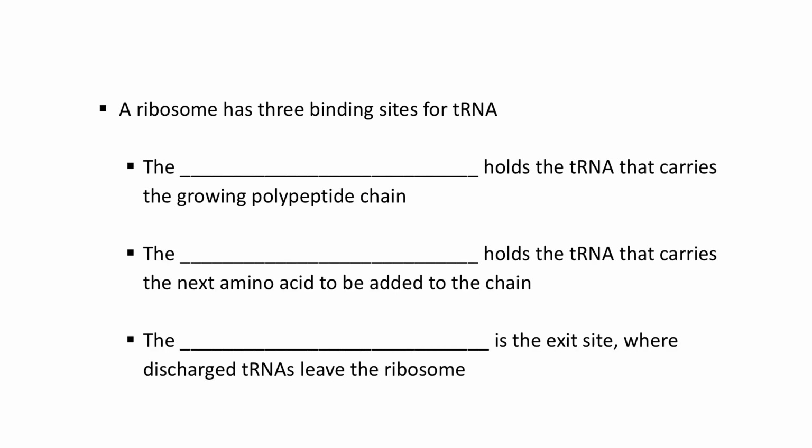A ribosome has 3 binding sites for tRNA. The P site is going to be the site that holds the tRNA that is carrying the growing polypeptide chain. The A site holds the tRNA that carries the next amino acid to be added to the chain, and the E site is the exit site where the discharged tRNAs leave the ribosome.